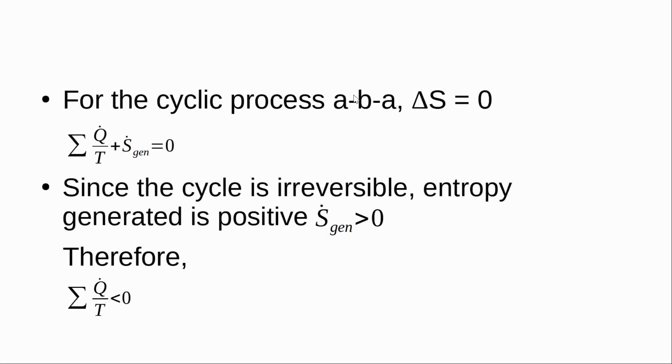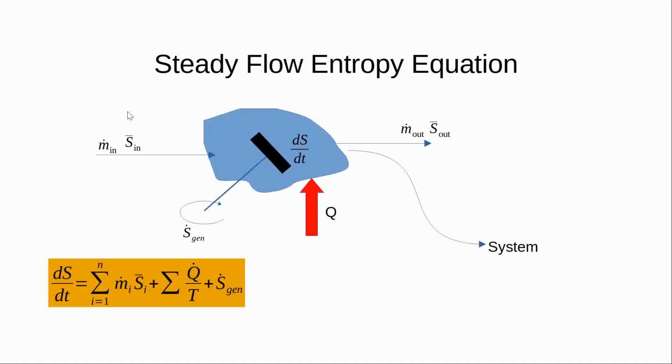Now for a cyclic process ABA, we have already seen that delta S is 0. Now the cyclic process ABA, mind you, was an irreversible process. Since delta S is 0, therefore in this equation dS by dt, that is the change in entropy of the system per unit time, is going to be 0 because it's a cyclic process. The process is happening within the control volume itself.